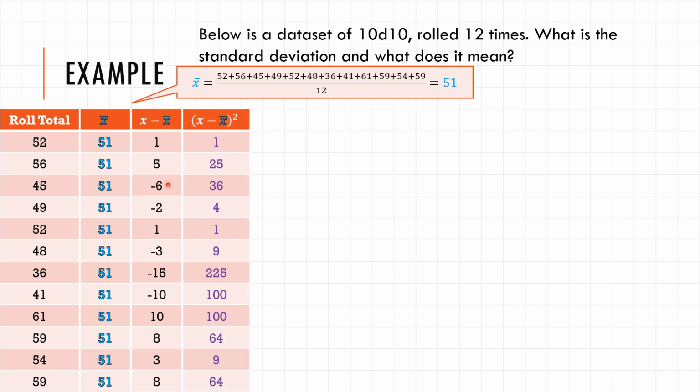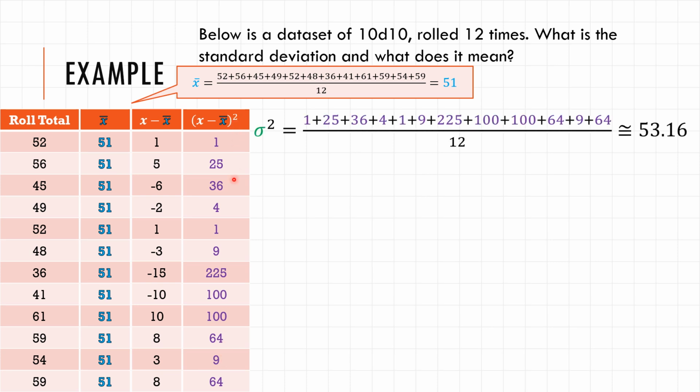Then we take these numbers and we square them. 1 times 1 is 1. 5 times 5 is 25. Negative 6 times negative 6 is 36, and so on. And then we take all of these numbers and we find out what is their mean. What is the average? And we get 53.16.